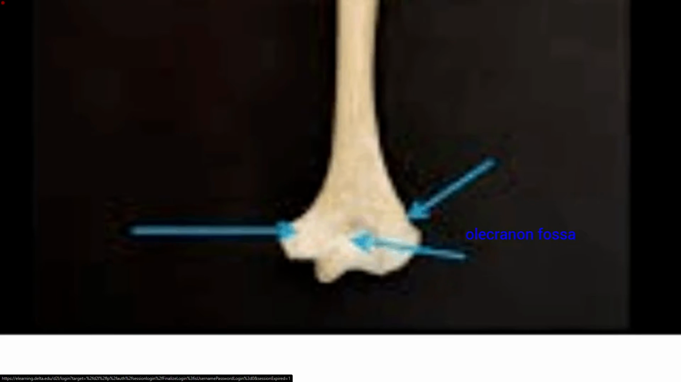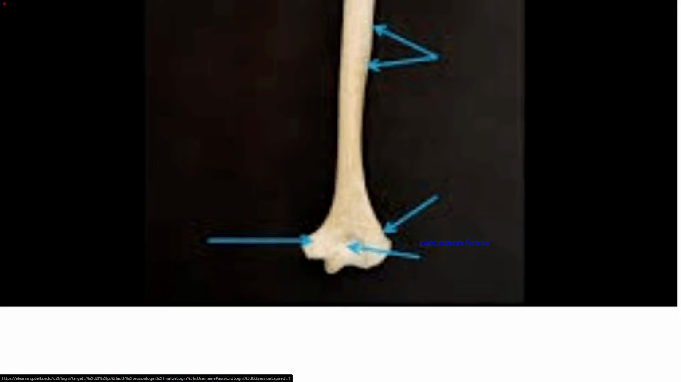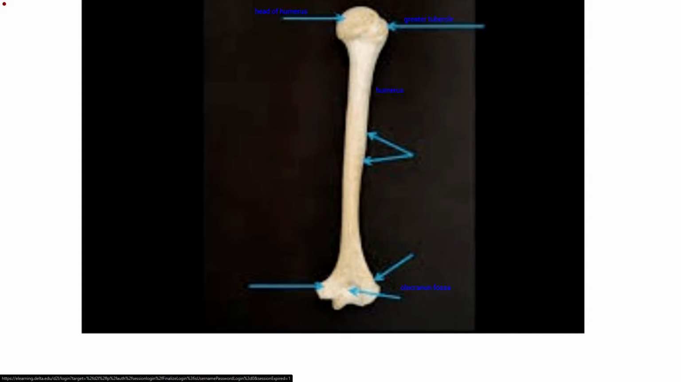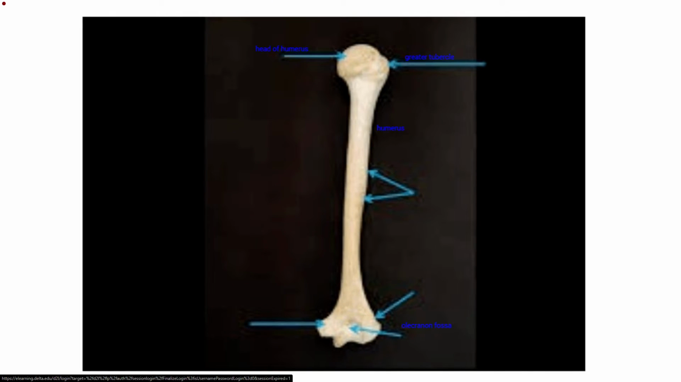Okay, so now when you want to tell a right or a left humerus, the way you're going to do that is you're going to look for something medial and lateral. So the head always faces medially. So that's this part. Let me get my pencil. So this is the head. That's always going to face medially. And then this olecranon fossa is always going to face towards the back.